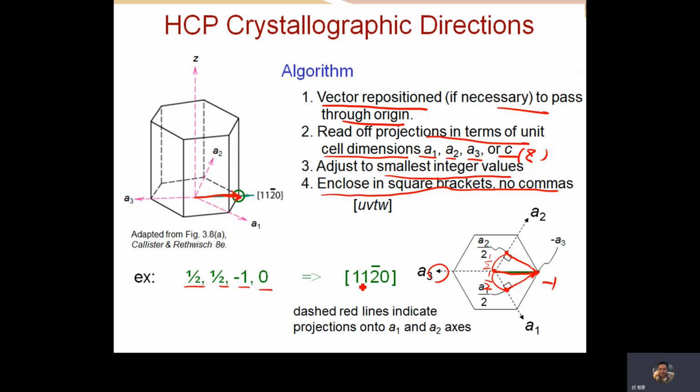to the smallest integer values and use the overbar. Use the overbar to represent the minus sign, so we get 1, 1, 2 bar, 0 for this crystallographic direction in the HCP unit cell. Okay, is that okay?